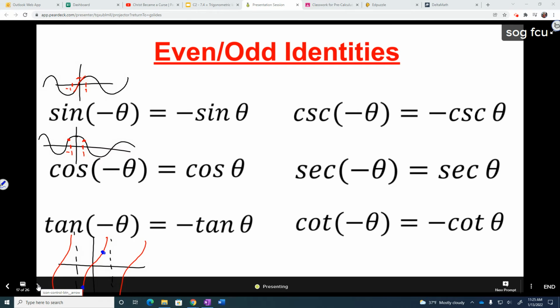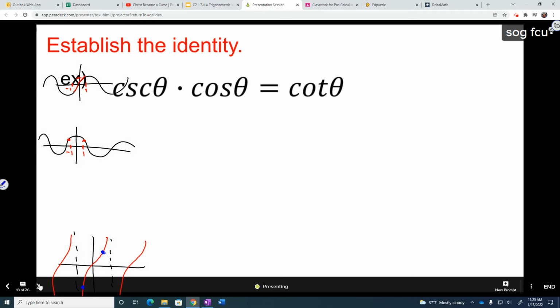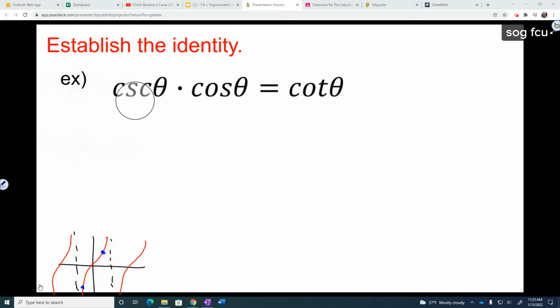Everybody good with this? So make sure you have that so you can reference it. We're going to go on to solving, if you will. We're going to call it establishing. The book refers to it as establishing the identity. You almost might say prove the identity. It's the same thing. Your book just calls it establishing.